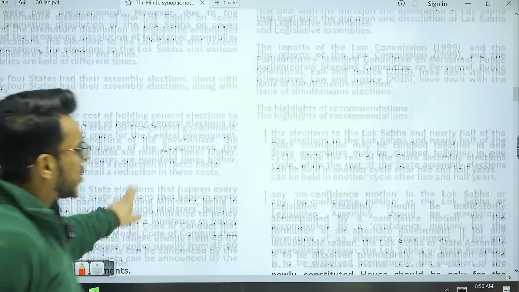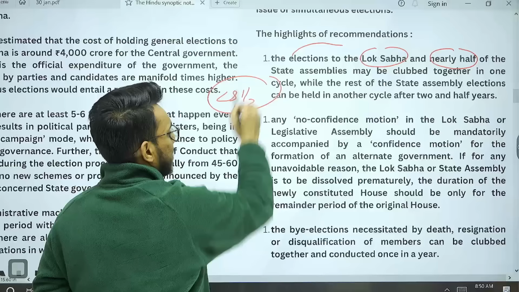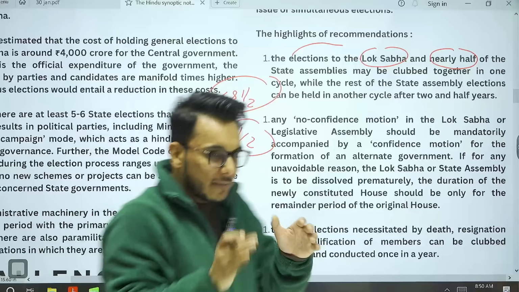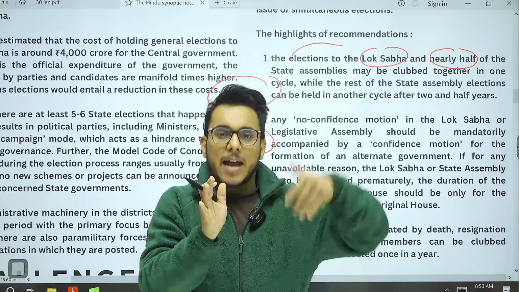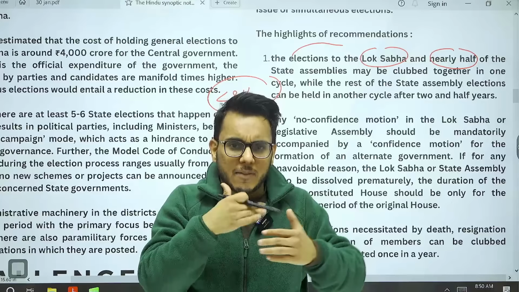Election of Lok Sabha and half of the state legislative assemblies can be clubbed together, and then the other half of the state assemblies. So it has been provided that, let's say, in 2024, Lok Sabha and half of the state assembly elections can be held, and after 2.5 years, the other half of the state assembly elections can be held. So rather than clubbing them all at once, we can bifurcate it into two parts. By that, what will happen? It will be relatively easier than having one very big exercise.